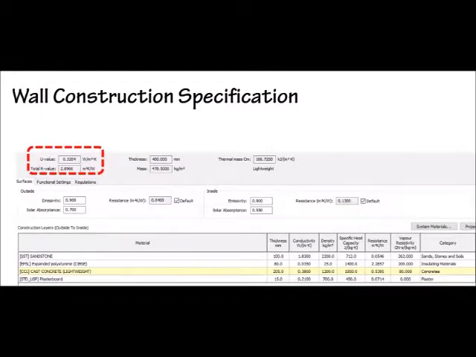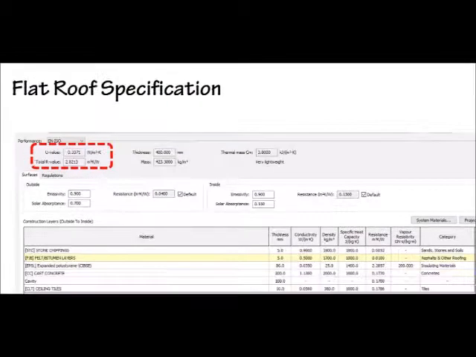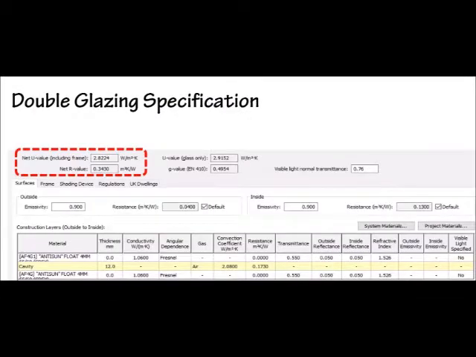U values for the wall construction, flat roof and double glazing were set according to the building code for both the London and Dubai locations.